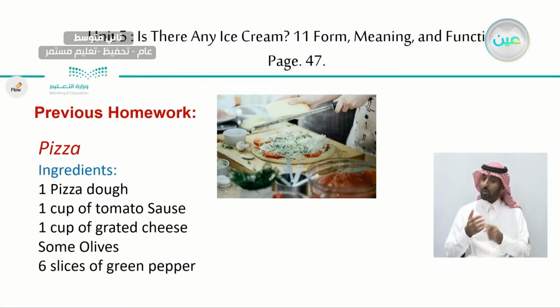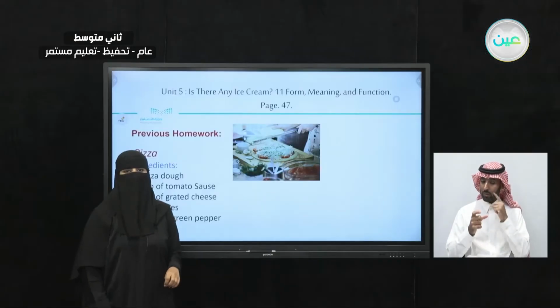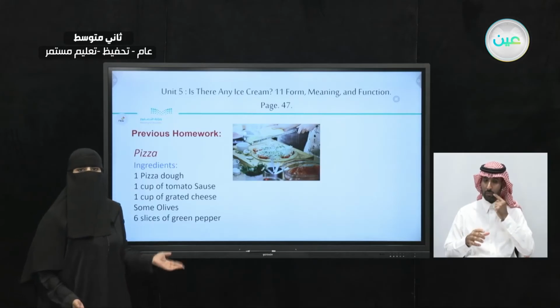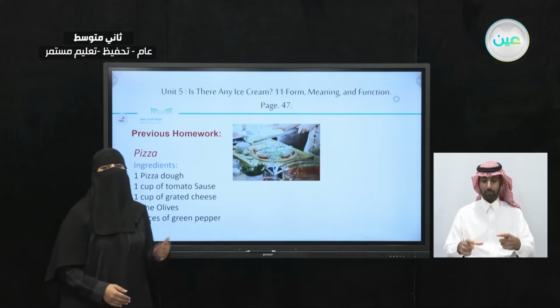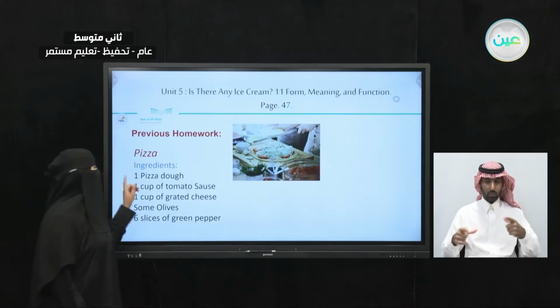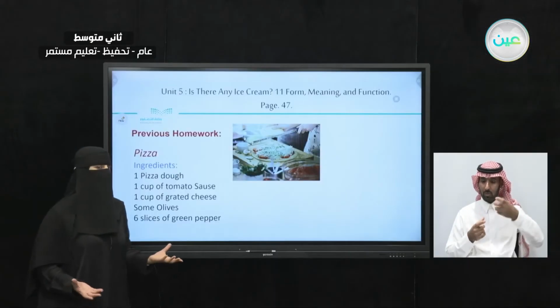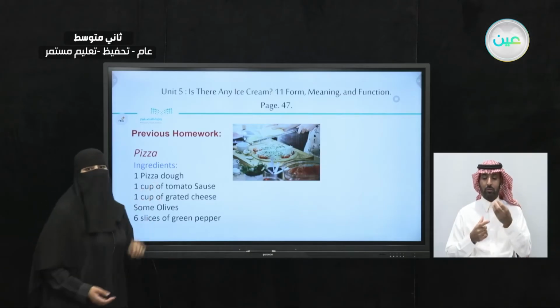Now, let's take a look here. So, what do you see in the picture? You can see pizza. So, the recipe for this homework, it's pizza. Let's take a look at the ingredients for this pizza. So, ingredients here we have 1 pizza dough and 1 cup of tomato sauce, 1 cup of grated cheese, some olives, and 6 slices of green pepper. So here you have the quantities. 1 cup of tomato sauce. How much tomato sauce? 1 cup of tomato sauce.